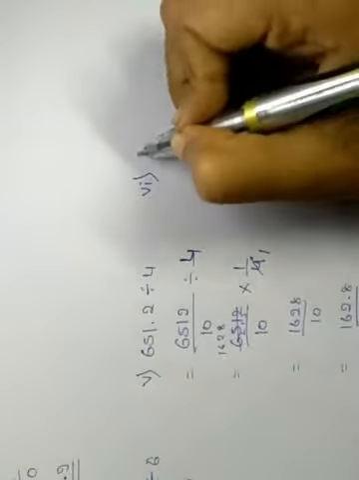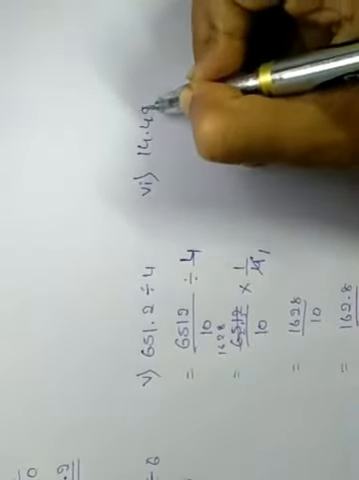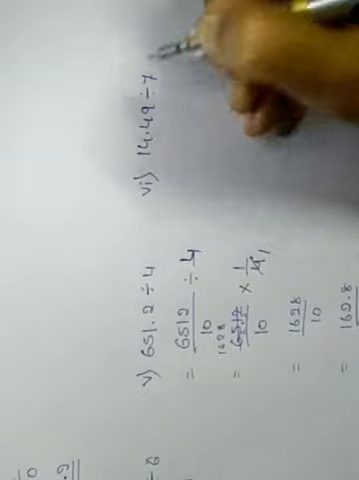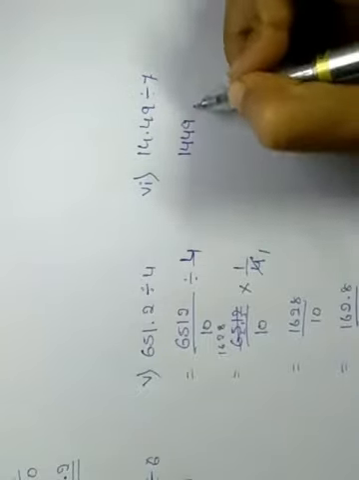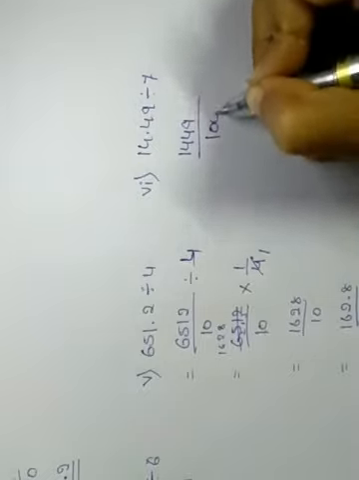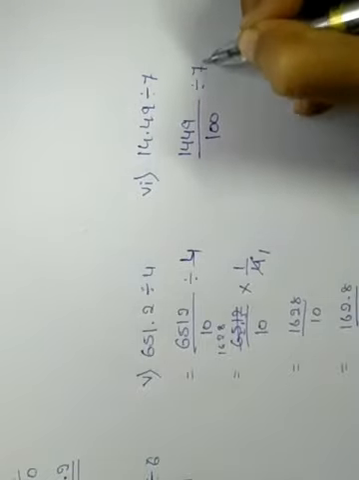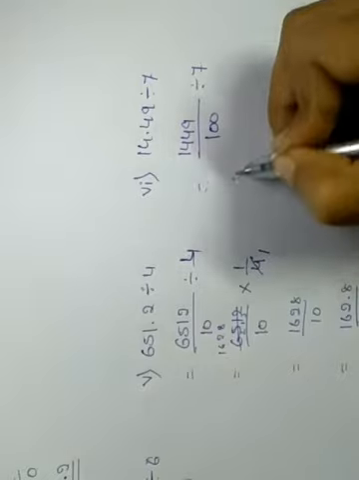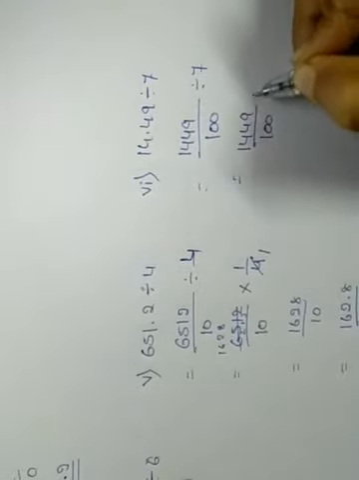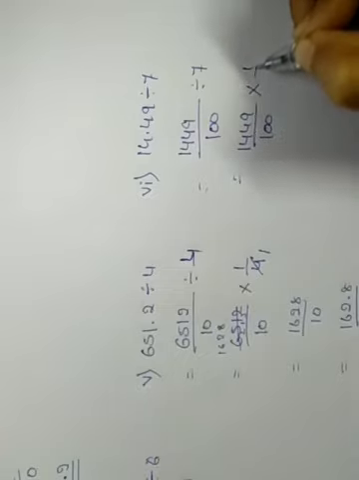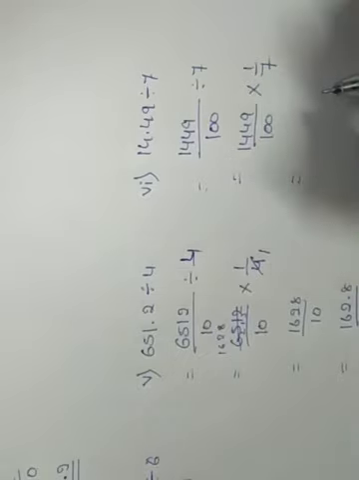Sixth problem, 14.49 divided by 7. 1449 divided by 100, divided by 7. Right? Now we'll change the division sign to the multiplication sign and we'll take the reciprocal of 7. We'll get 1 by 7.